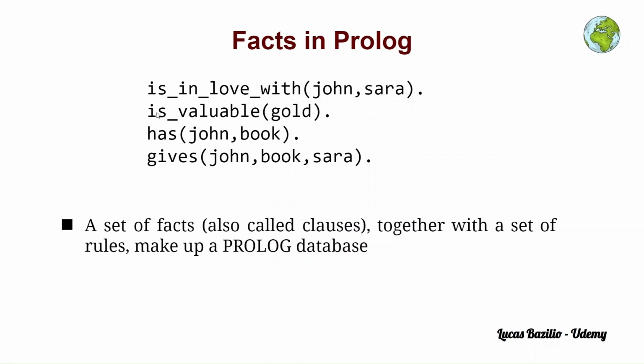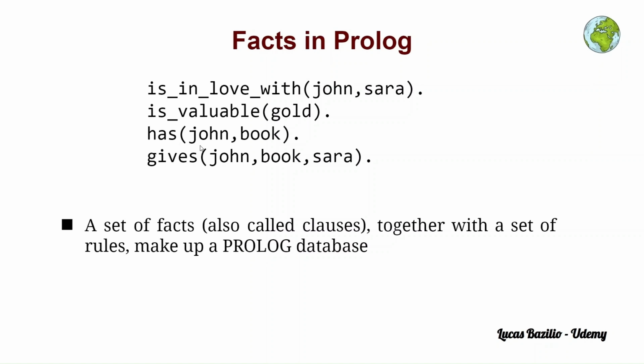Here we have a fact where the relation name is valuable. The argument there is only one. The argument is gold, and we finish the fact with a period. And this fact represents that whatever argument that we write here, whatever object we put here inside this parenthesis, then this argument is valuable. So here we are simply saying that gold is valuable. This is the information that we are saying to Prolog. Let us now delve into the next one.